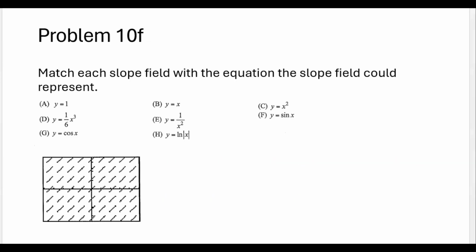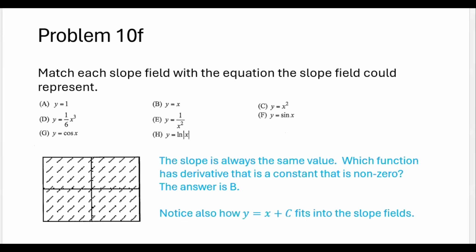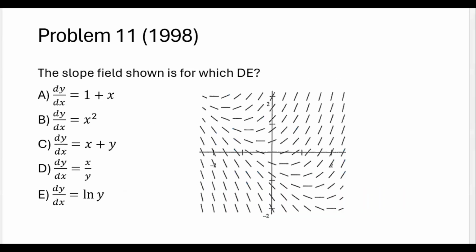Okay, F. How about this one? Which function does this look like? y equals x, B. Okay, and notice how it's x plus C. Here's when C equals 0. Here's when C equals 1. Here's when C equals 2, and so on and so forth.